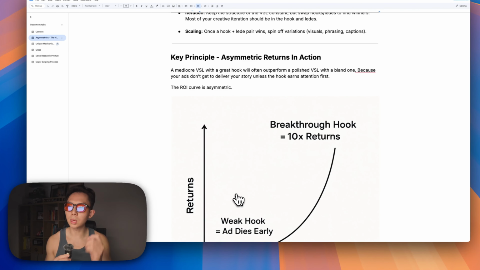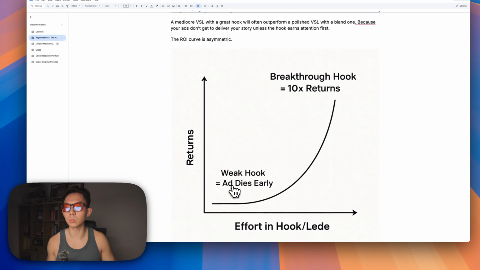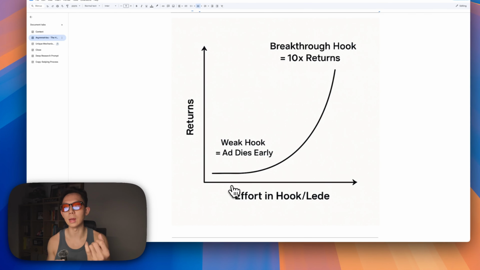So the key principle here again is that we see asymmetric returns in action. A mediocre VSL with a great hook will outperform a polished VSL with a bland one. So when you think about your ad testing process, you want to focus most of your attention on the hook and lead, because the more effort you put in there, the more breakthrough you can see in terms of your advertising efficiency.